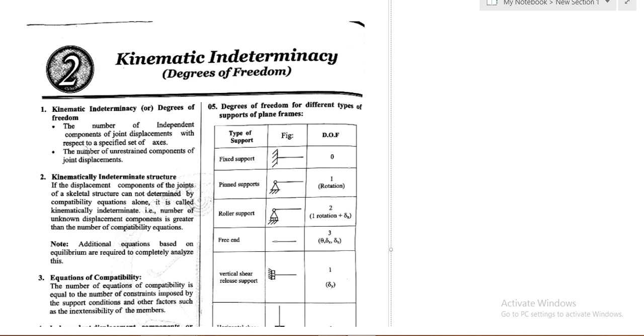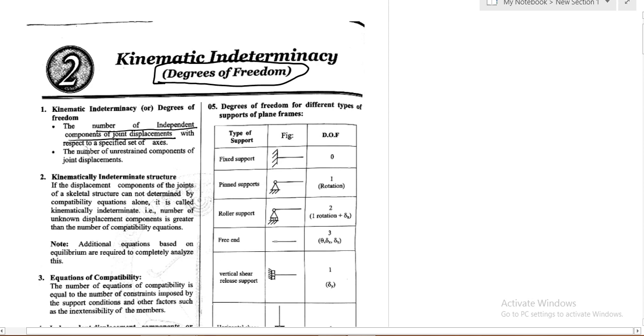So kinematic indeterminacy is simply talking about the number of degrees of freedom. We can define kinematic indeterminacy or degree of freedom as the number of independent components of joint displacement.